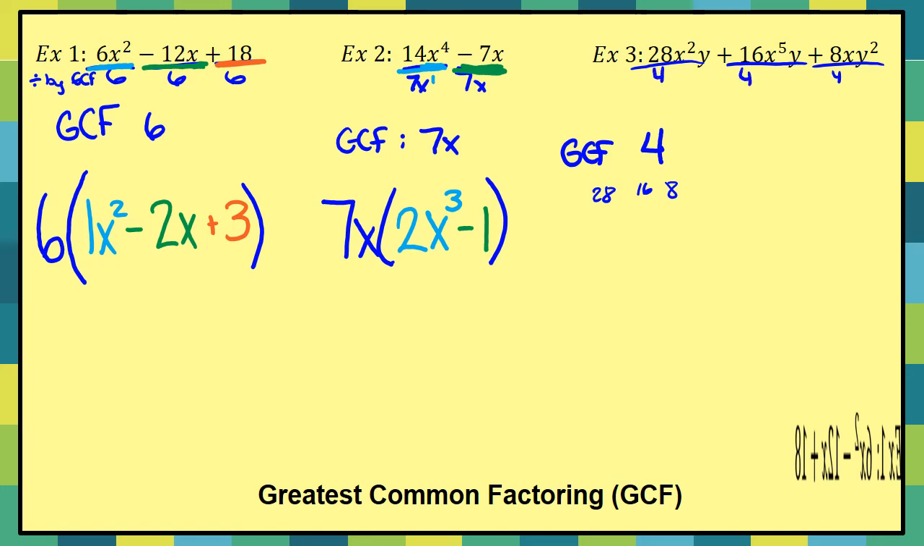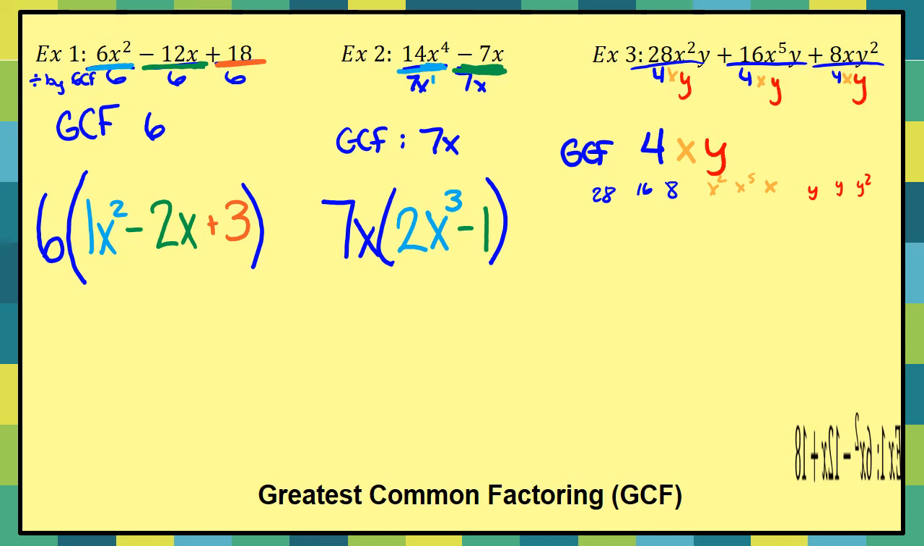Look at our letters. I have an x squared, I have an x to the 5th, and I have an x. So the most I can take out there is an x. So I'm going to divide everything by an x. Let's look at our y's. Okay, I have a y, and a y squared. So the most I can take out is a y.